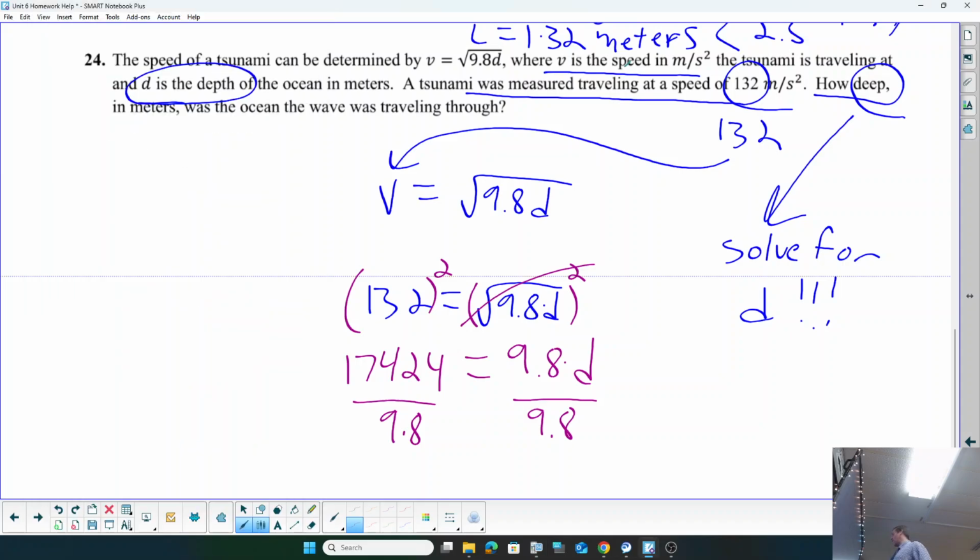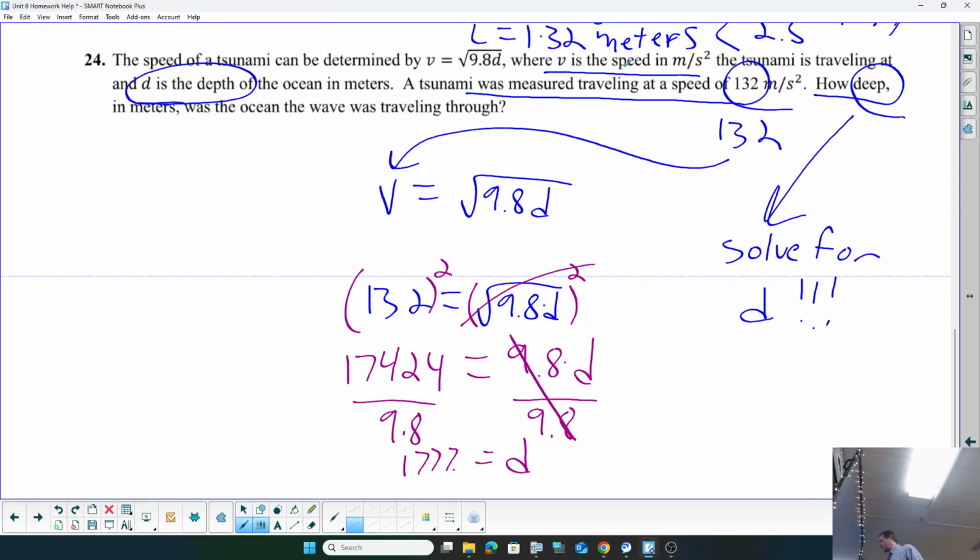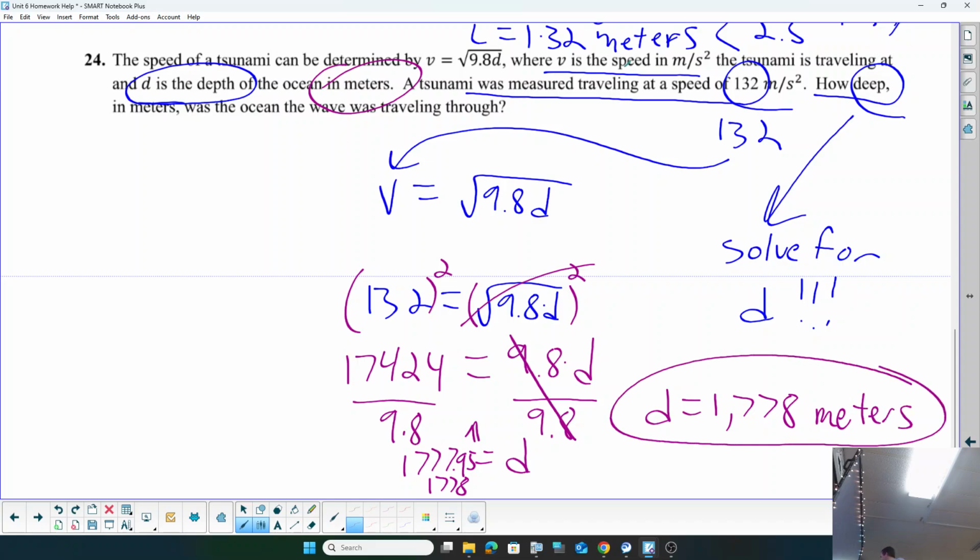Does it want us to round? No? Doesn't say to round. So here we go. So we get the depth is equal to 1777.95. So that's going to round up to 1778. So d is equal to 1,778. Let me see here. The depth is in meters. Wow, that's actually really far down. In meters. And there's our answer.